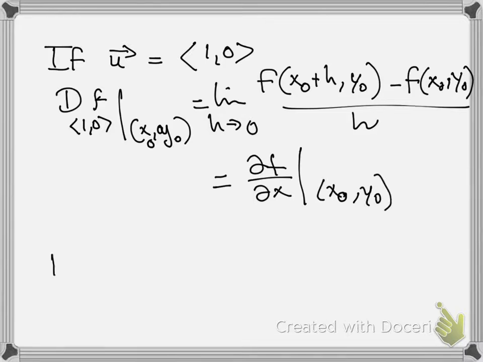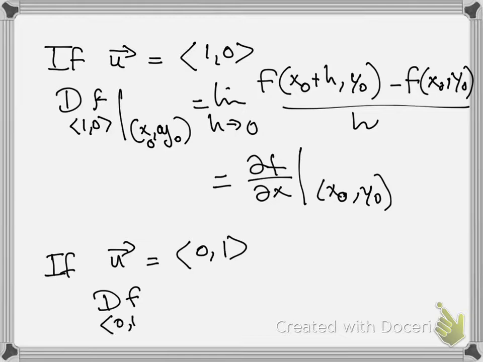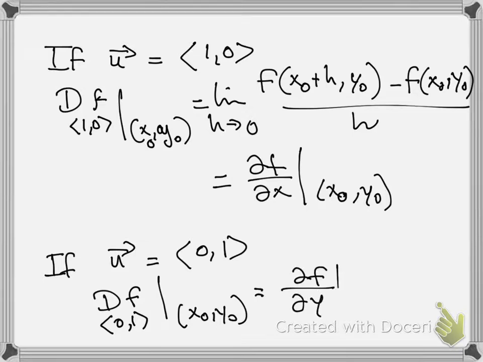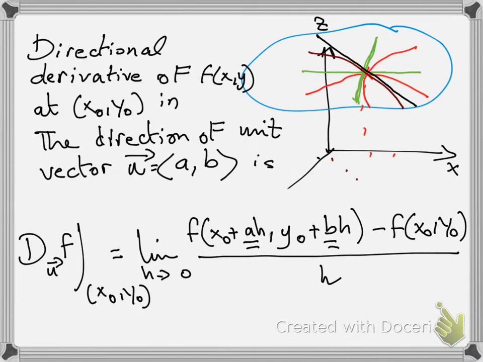Okay, and the same, if vector u is the vector (0, 1), then this directional derivative in the direction of the vector (0, 1) at the point (x0, y0) will be partial f, partial y at the point (x0, y0).